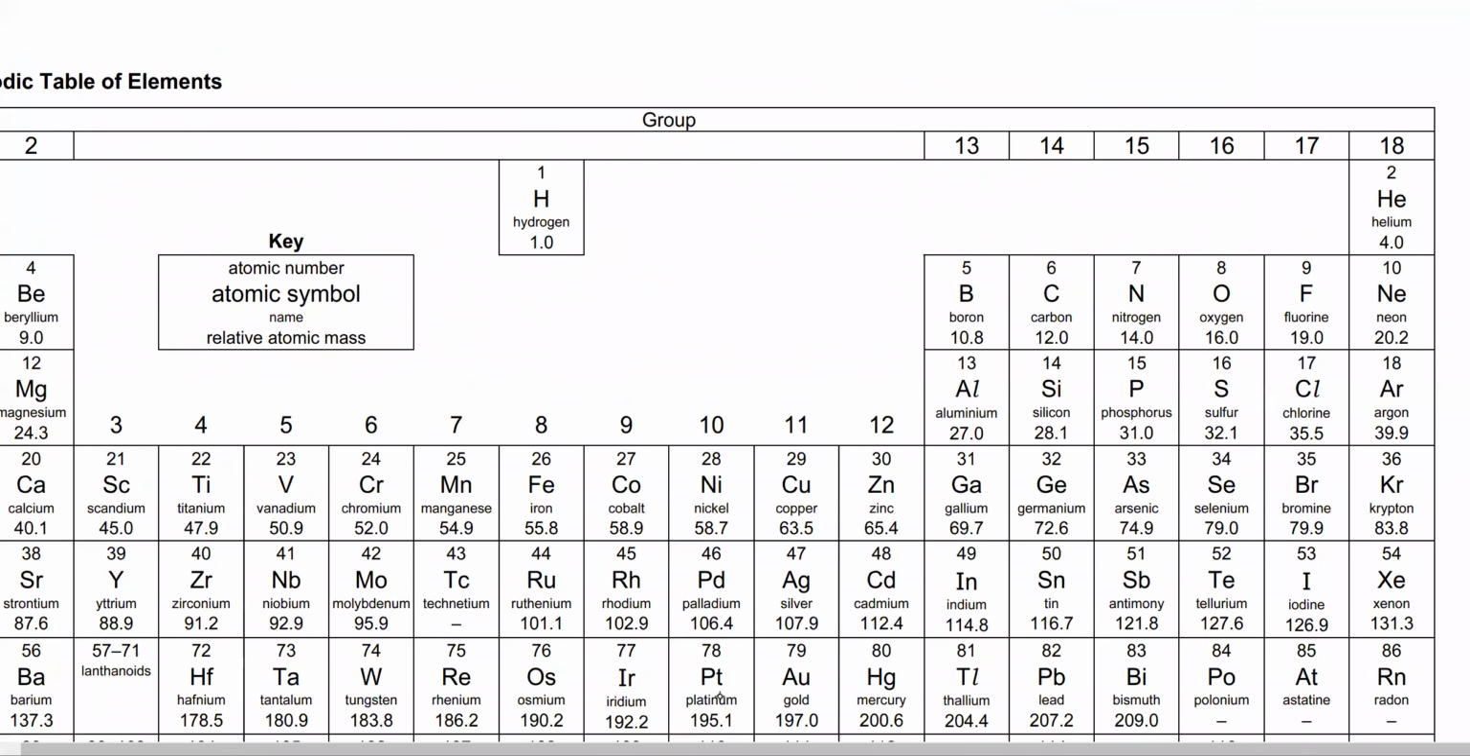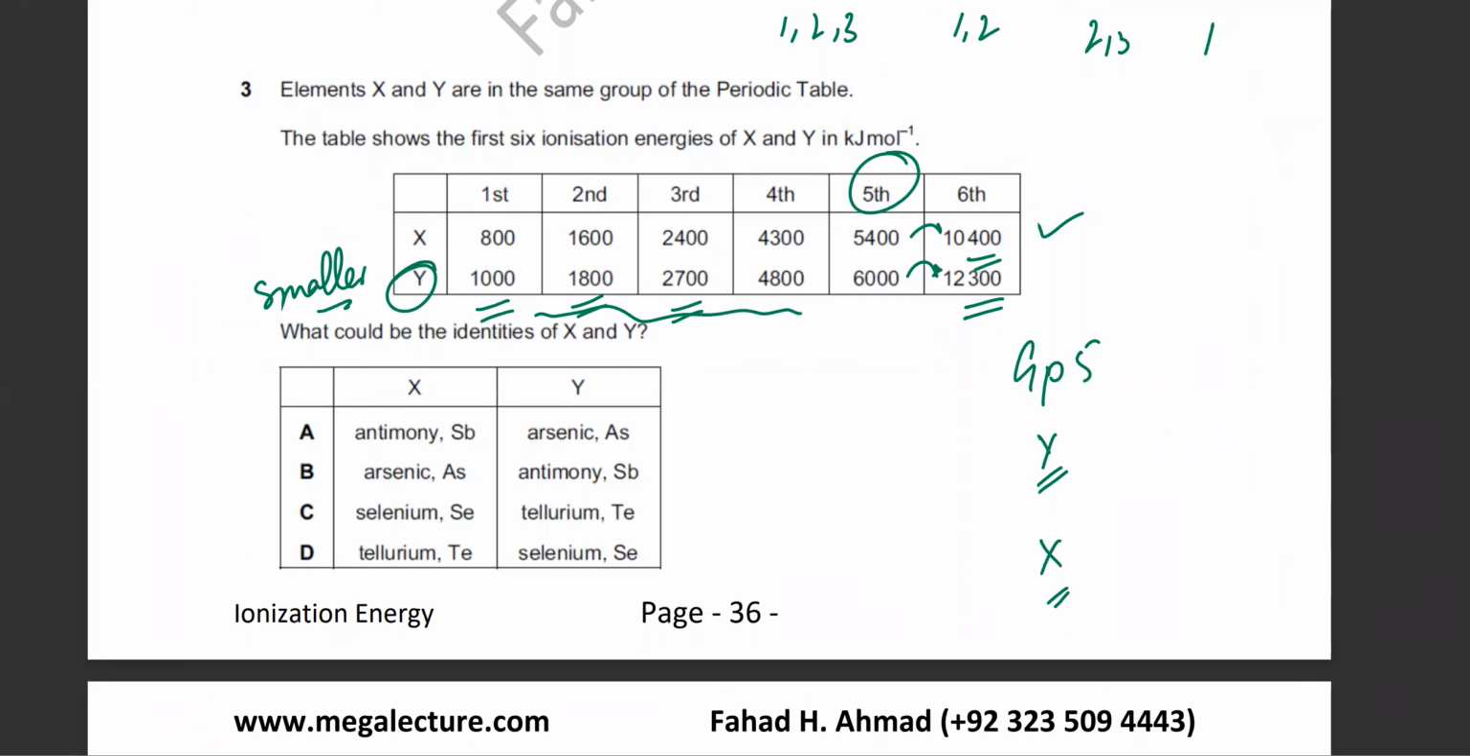In the periodic table, you've got group 15, and Y must be this one. I mean, they gave arsenic and antimony. So this one must be Y and this one must be X. So just remember Y is arsenic and X must be antimony. They gave it the other way around as well, just to confuse you. Is that clear? A lot of people, when they were attempting this question, forgot that the order of the atoms also mattered in the answer. Is this clear?